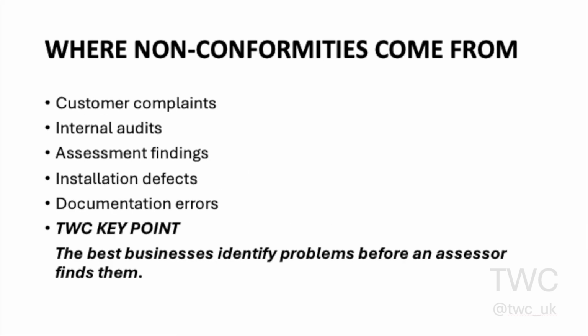Non-conformities can arise from a wide range of sources. Customer complaints may reveal weaknesses within processes or communication arrangements. Internal audits may identify missing records, incomplete documentation or procedures that are not being followed consistently. Certification body assessments may identify findings that require corrective action. Installation defects, commissioning issues and administrative errors can also generate non-conformities. The most effective businesses identify and address issues themselves before they are identified by an assessor.